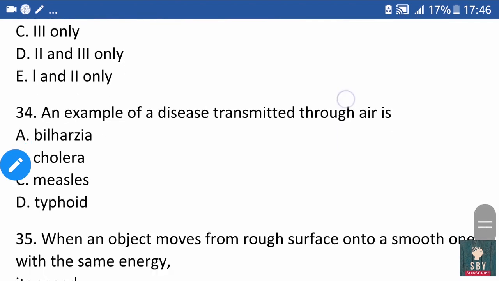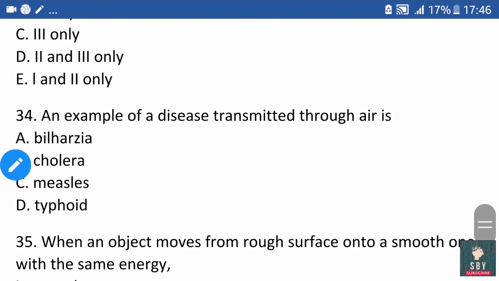I only. 34. An example of disease transmitted through air is bilharzia, no. Cholera, no. Measles, yes. Typhoid, no. So the answer is C.